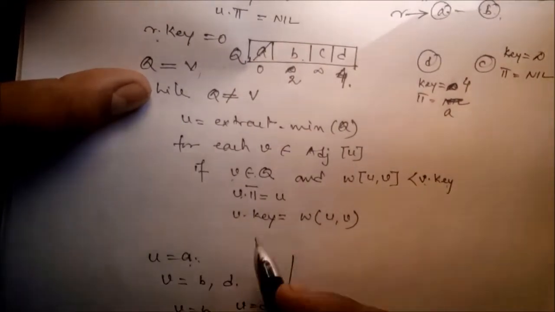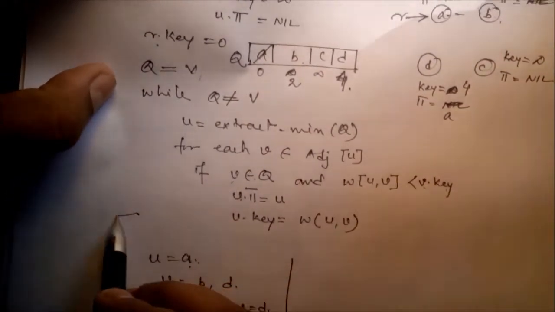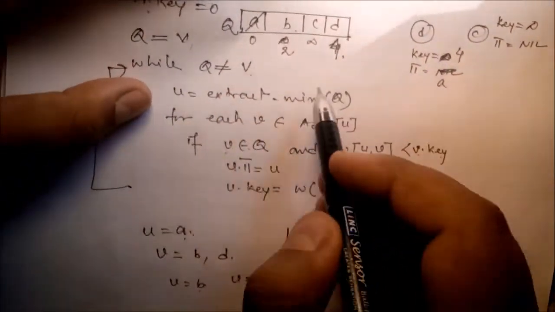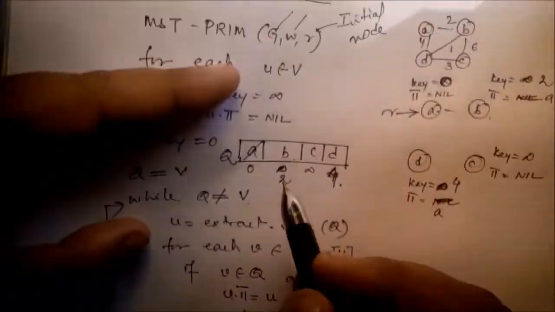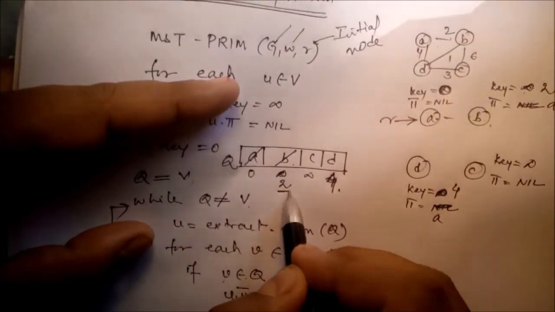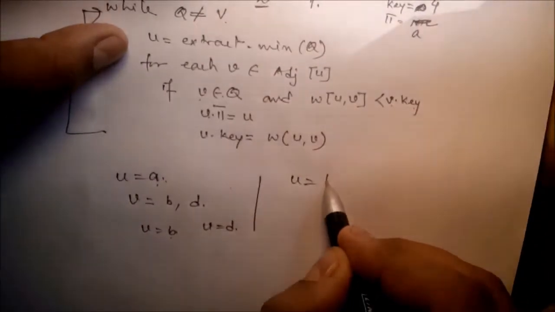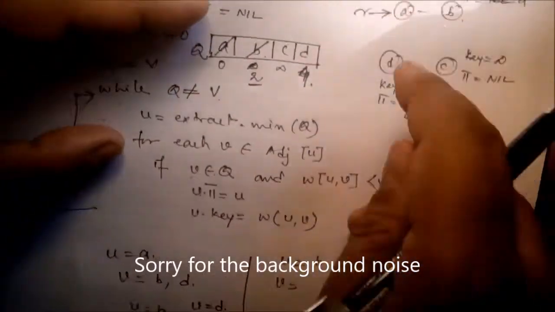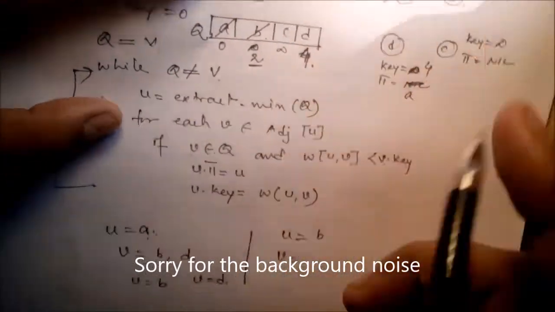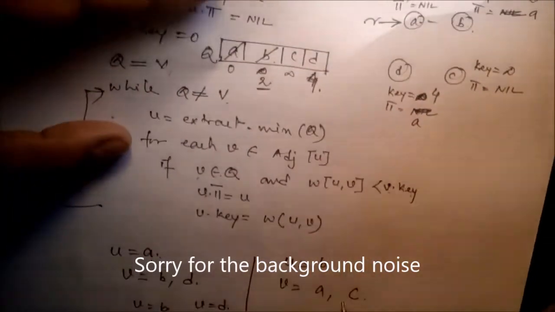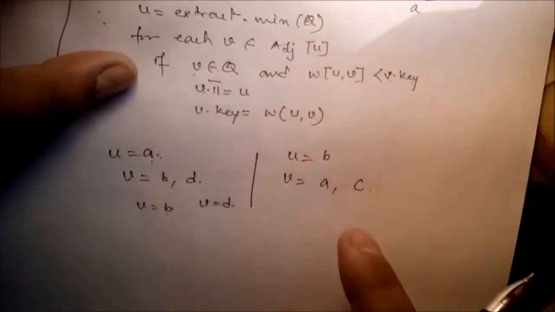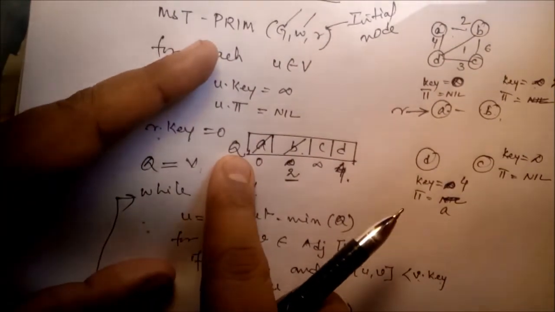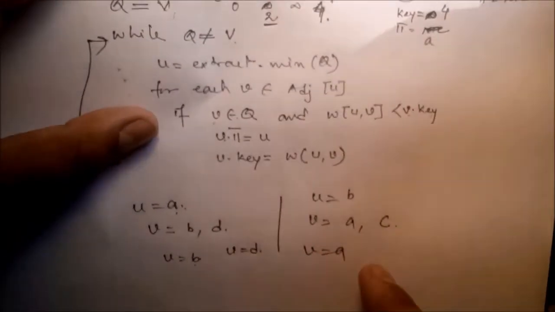Next, once again, this loop: Q not empty? Yes, some values are there. Extract min Q. So U is equal to B. You have to extract B because the minimum is 2. Now for each V adjacent to B, the adjacent nodes are A and C. Now if V is a part of Q, first V is A. A is a part of Q? No, the condition is not true. So don't execute this one.